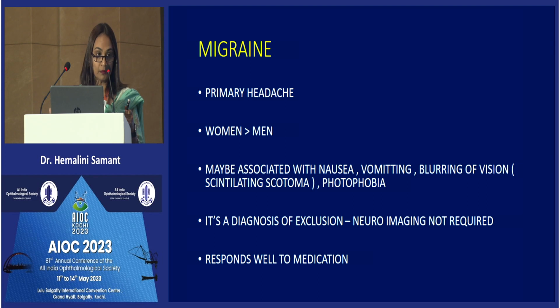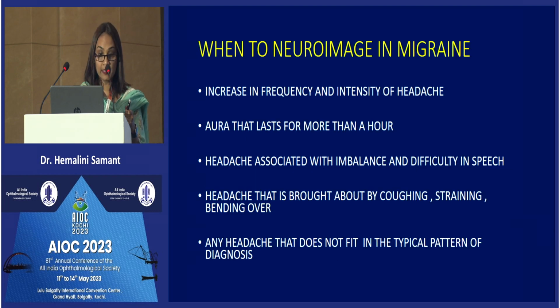Before I go on to some clinical cases, just a few words about migraine. It is a primary headache. Women are more commonly affected than men. They may be associated with nausea, vomiting, blurring of the vision, often described as a scintillating scotoma by the patient. The patient will tell you that they see a cloud which moves from different quadrants of the visual field, and they often are photophobic. But remember that migraine is a diagnosis of exclusion, and neuroimaging is usually not required, and they respond very well to medication.